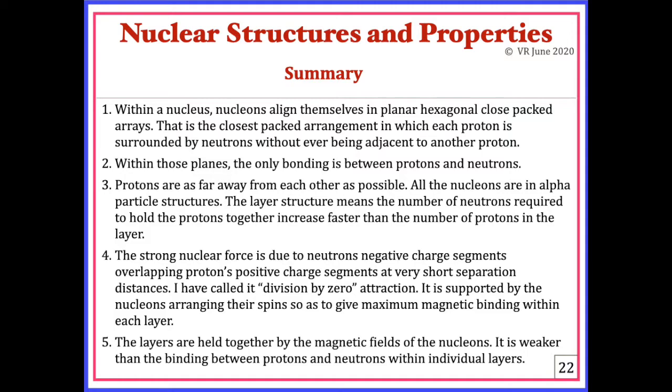The layer structure means the number of neutrons required to hold the protons together increases faster than the number of neutrons in the layer. The strong nuclear force is due to neutrons' negative charge segments overlapping protons' positive charge segments at very short separation distances. I've called that division by zero attraction. It is supported by nucleons arranging their spins so as to give maximum binding within each layer. The layers are held together by the magnetic field of the nucleons. It is weaker than the binding between protons and neutrons within individual layers.